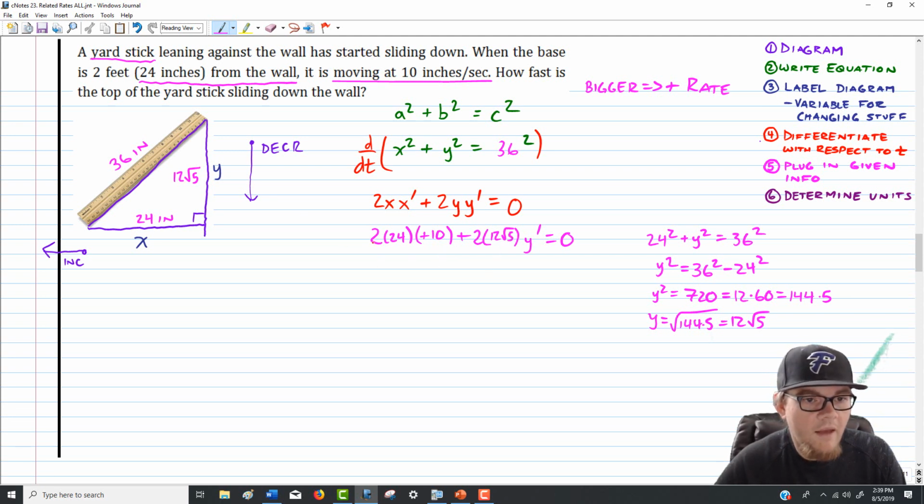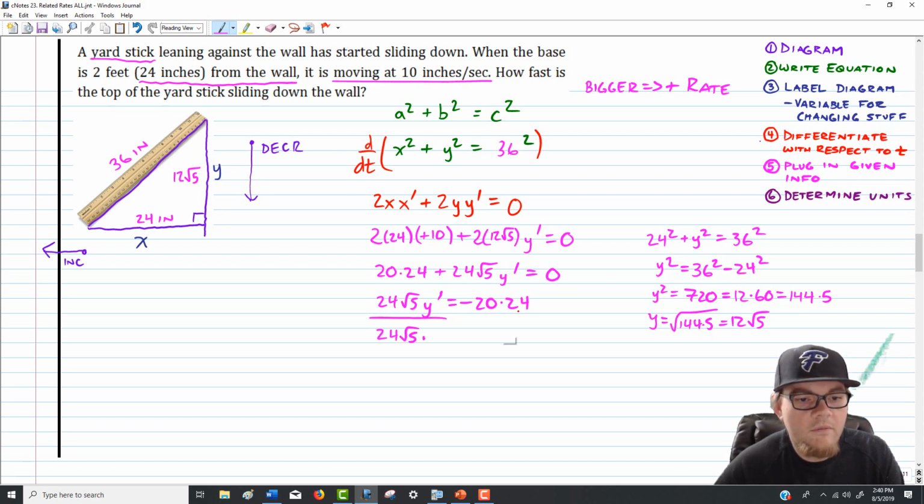So simplifying what we have, 20 times 24 plus 24 root 5 y prime is equal to 0. So now that we know that this is 24 root 5 plugged in, we've got everything ready to go. I'm going to leave the 24 there, but making some quick solution moves, we'll have 24 root 5 y prime equals negative 20 times 24. At this point, I'm going to divide both sides by 24 root 5. And of course, you'll see why I left the 24 in there now. The 24s divide away.